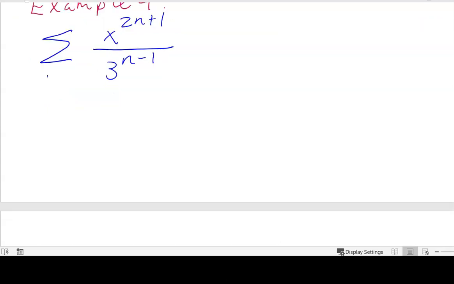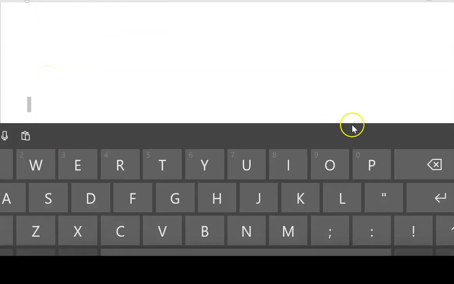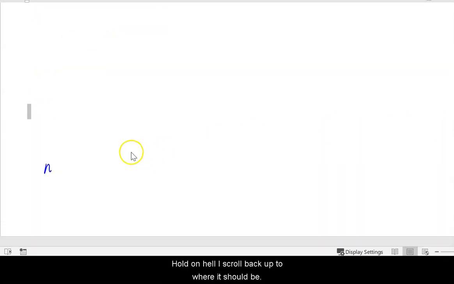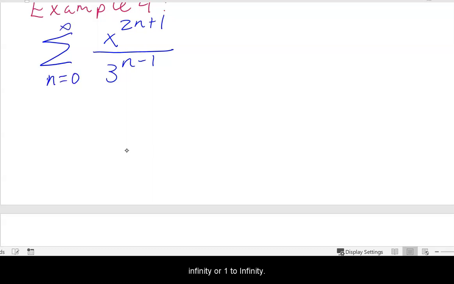I'm going to go ahead and write it in just so you remember when you look back at your notes that it should be there. Hold on while I scroll back up to where it should be. My page is going a little wonky. This should be from n equals 0 to infinity, or 1 to infinity.